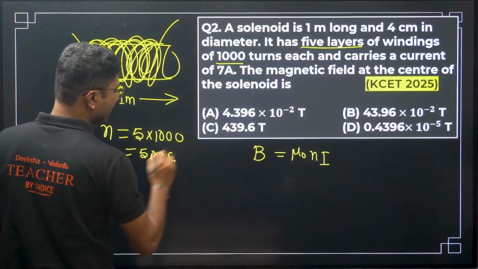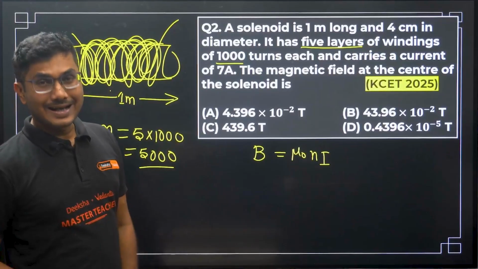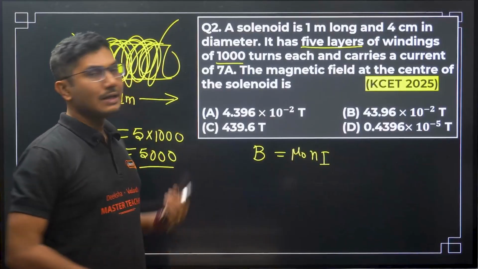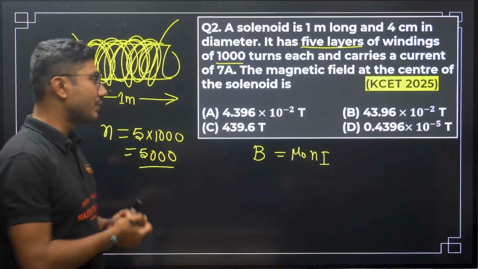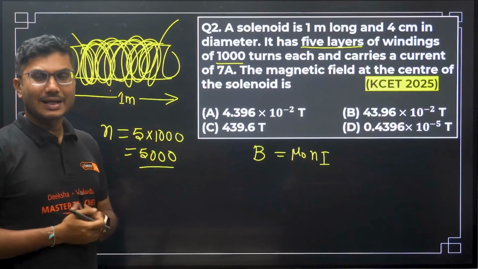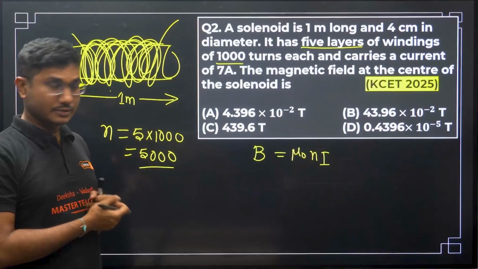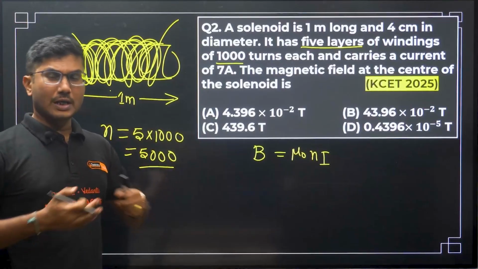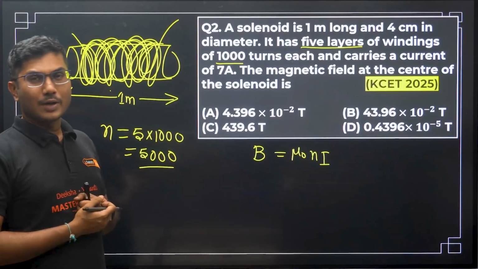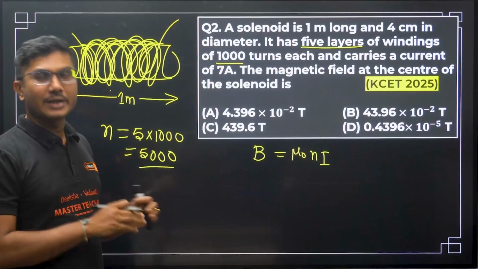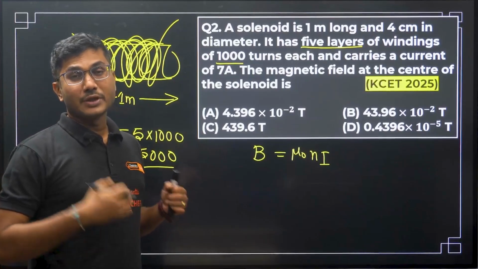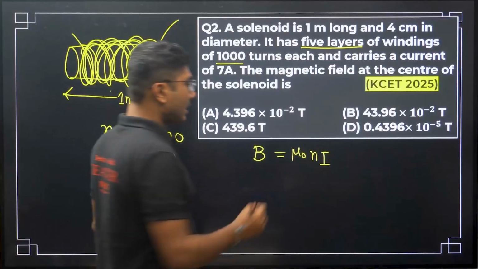Okay, so 5000 is the number of turns per unit length. If you divide by 1 meter it will remain the same. Clear? Why so? 5 layers are there, each layer 1000 turns, so total number of turns is 5000, the length is given as 1 meter, so you have to divide by 1 meter. Dividing by 1 does not change anything, so that's why 5000 per meter is the number of turns per unit length.